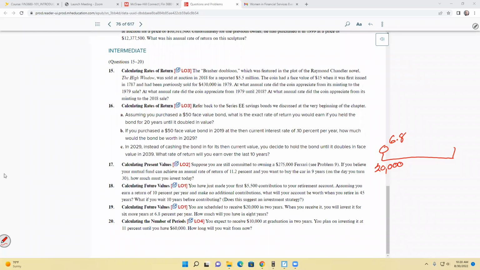Wouldn't you use 6 years as your time period? Oh, because you're scheduled to receive the 20,000 in 2 years. So in 8 years, you don't have a full 20,000. Nope. That's part of the problem. So what's your future value? 29,679 and 56.